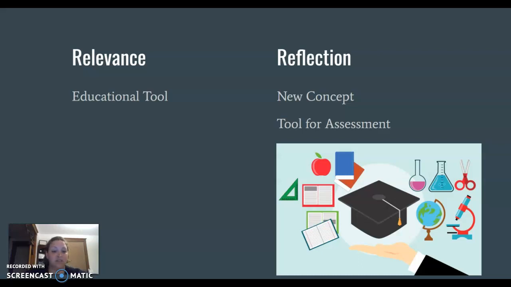Again, tools for assessment. It's never a bad thing. And honestly, when we were given this assignment, I really wasn't sure where to start. But as I did more research, I was able to learn about the process and how it could really benefit my students in grades 7 through 12. So it provided me the opportunity to research another tool.